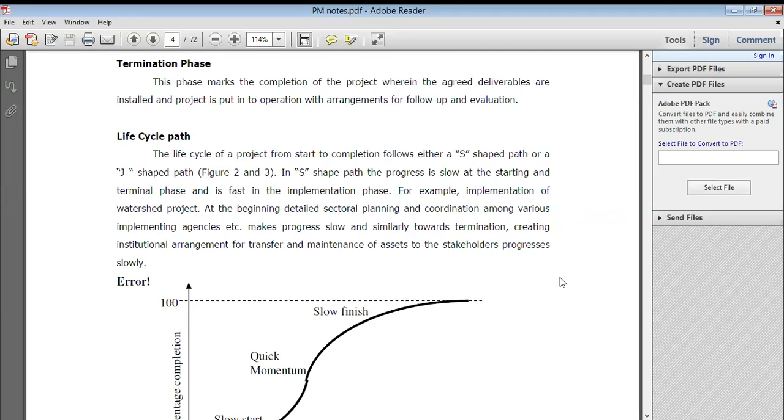So this phase marks the completion of the project wherein the agreed deliverables are installed. The project is put into operation with arrangements for follow-up and evaluation. Obviously the chart, the collection comes on that basis: day-wise collection, week-wise, month-wise, year-wise collection, and on that basis they prepare a chart, right? So they find out that the film ran only for 3 or 4 months, and after that no one is interested in watching it. So the chart is prepared like that, down, down, down, because people did not enjoy that particular film.